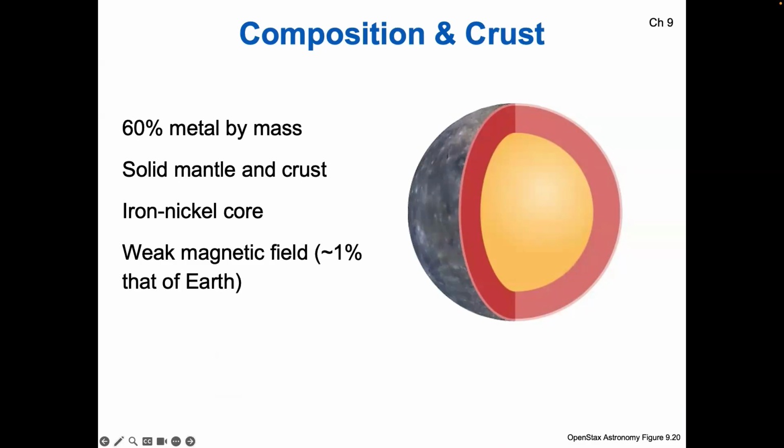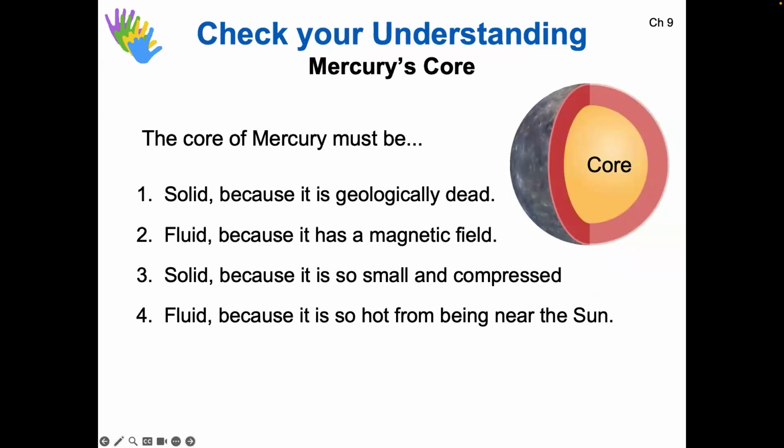So what this tells us, this is a question for you. If we know that Mercury has a magnetic field, the core of Mercury must be one of these options. Which one is it with your A, B, C, D cards? Okay. The answer is 2 or B.